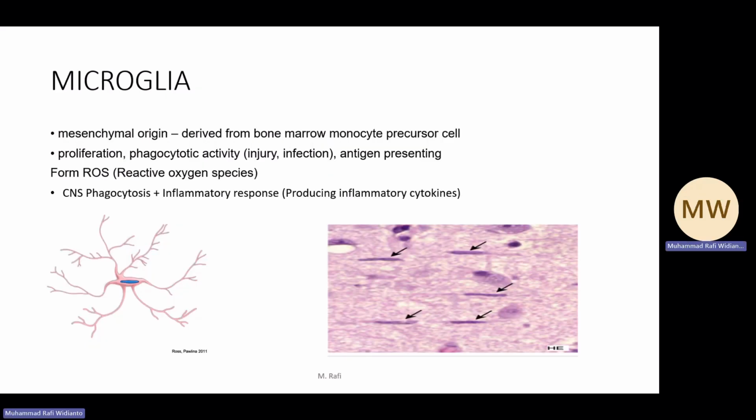And now we have the microglia, which are mesenchymal in origin. They are basically derived from the bone marrow monocyte precursor cell, and they help in phagocytotic activity of the CNS, whether that is due to injury or infection. And they are antigen presenting, so they are very important in immune function. And they also form ROS, which are reactive oxygen species, which also help in fighting infection and phagocytosing. However, in several diseases like ALS, there seems to be a problem with the ROS and the microglia, so that's just something important to note.